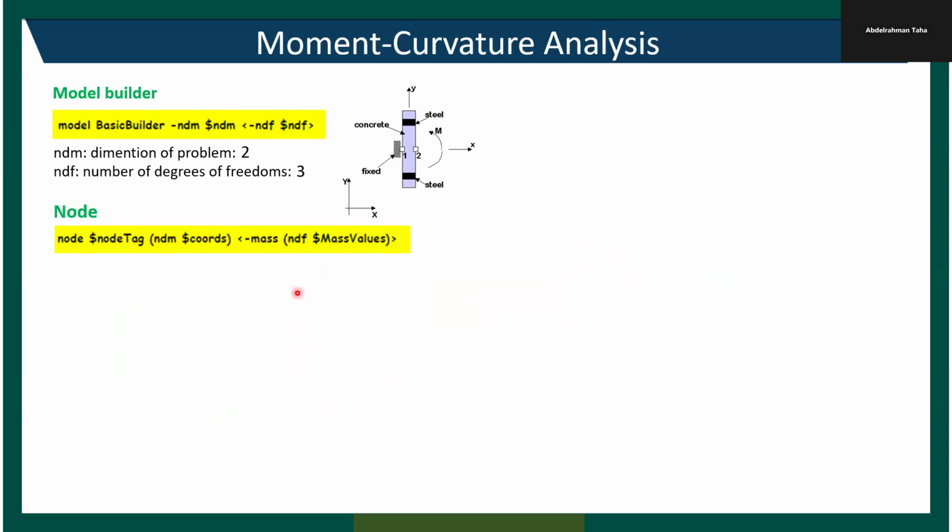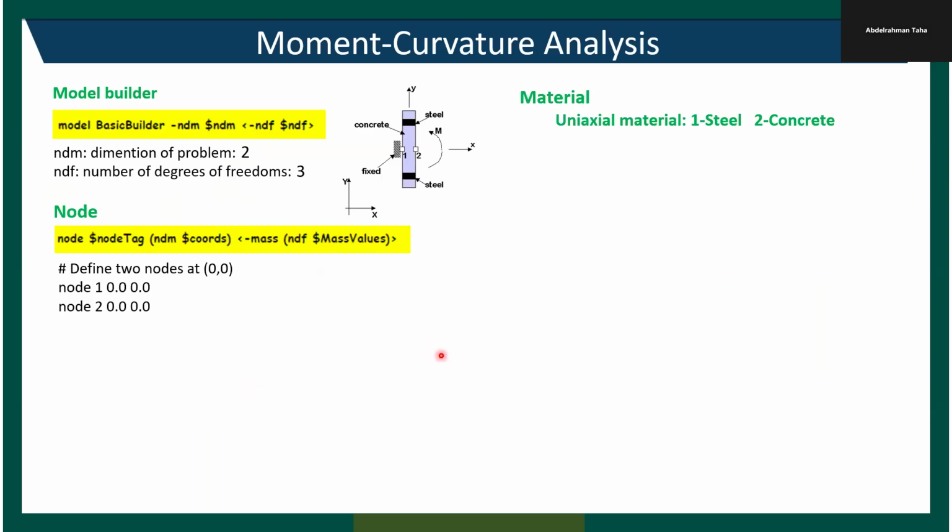Once we define the model builder, we can move on to defining the nodes. For this model, like I explained earlier, we have two nodes. One is fixed and the other one is free. So we have node number one at 0, 0, and then node number two at the same location. And the reason is that we're just looking at the behavior of the cross section. We don't have any element here, and so we just use a zero length element to define the cross section by assigning this cross section to the zero length element.